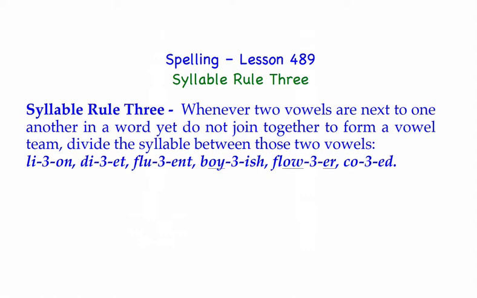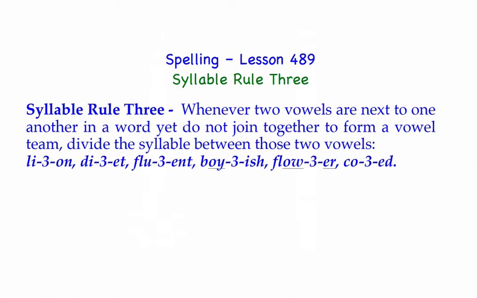Boyish, the fourth example, we have OY, which is a team, and then immediately next to that is the letter I. So we have OY and I adjacent to one another in a word, but obviously they are not going to form a team because OY already is a team. So we know to divide the syllable after OY and before the I.